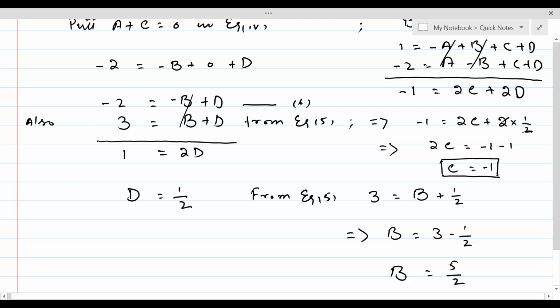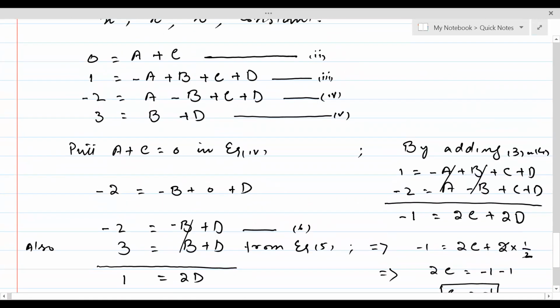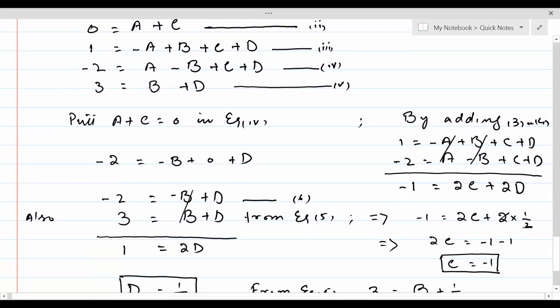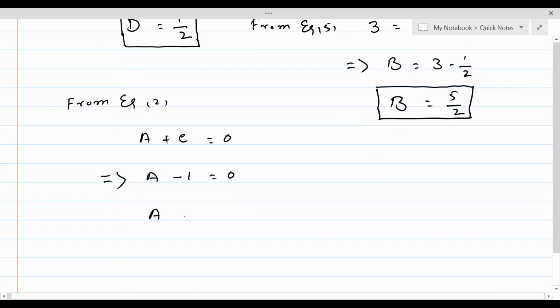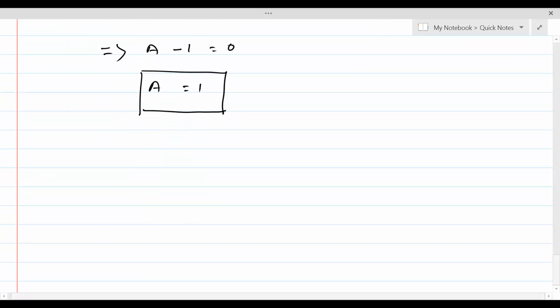So we got the value of c, we got the value of d already, and we have the value of b. Now we can get the value of a from equation number 2, which says a plus c is equal to 0. This means if we put the value of c equal to minus 1, a minus 1 equals 0, so this gives us a equal to 1.